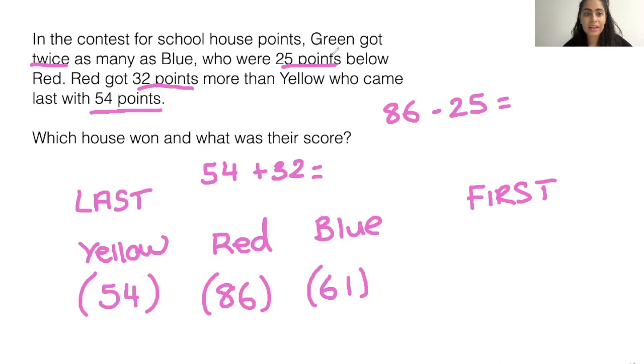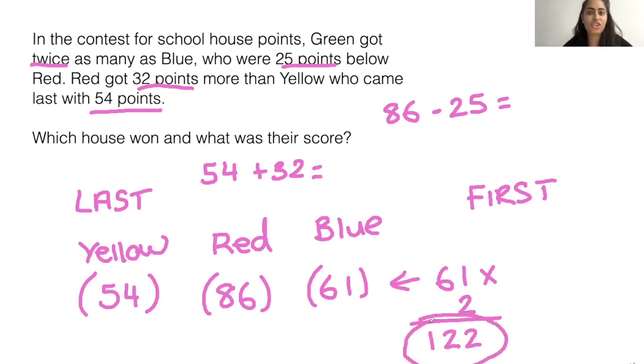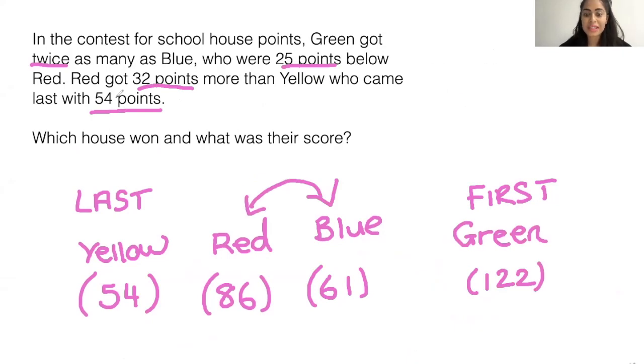We know green got twice as many as blue. And we've worked out blue now, so this is fantastic. So if blue's 61 and green got twice as many, we have to do 61 times 2, which is 1 times 2 is 2, 6 times 2 is 12. So we've got green as 122 points. So I've just tidied it up a little bit to make it look clearer, but here we have it. We have the winner, which is the green house, and they scored 122 points.